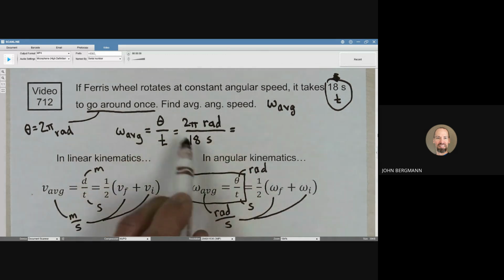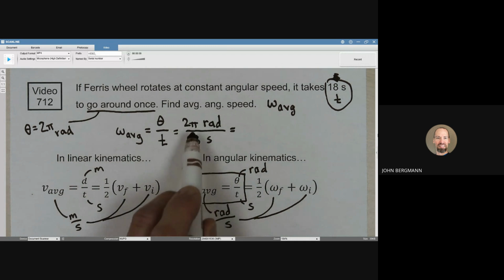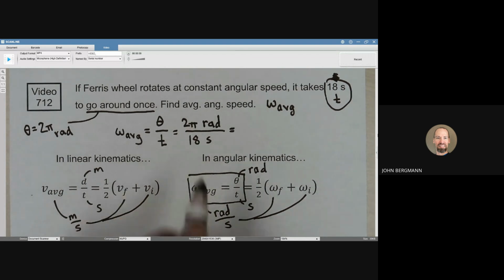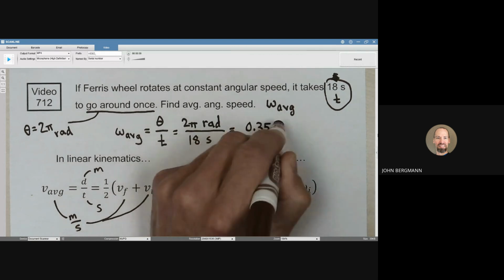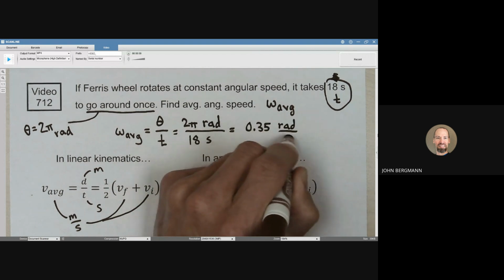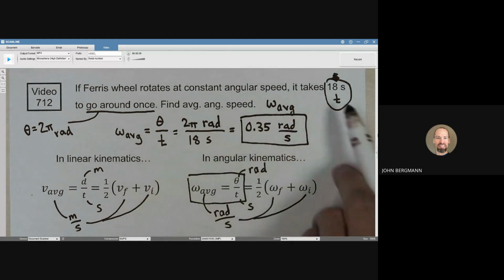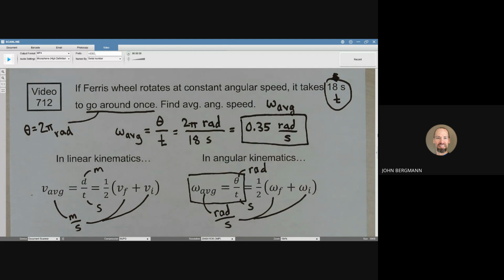In math, you might just report this as pi over 9 radians per second, wouldn't you? But in physics, we like to use decimals. So we're going to type in 3.14, or we're basically going to change that pi into a number. And when you do that, you get a number like this, 0.35 radians per second. We're looking at significant figures now. The time is given as 2 significant figures, so our answer should have 2 as well.